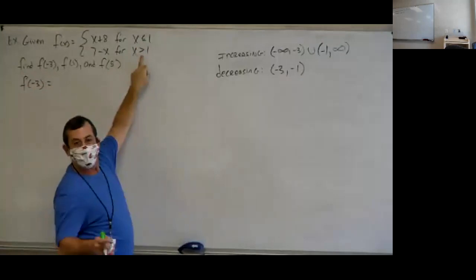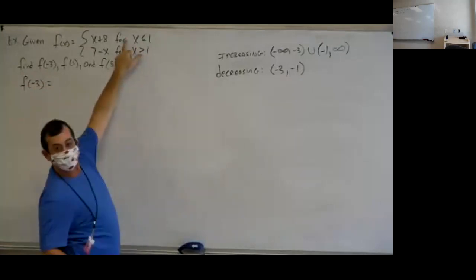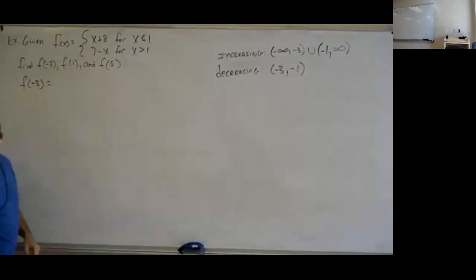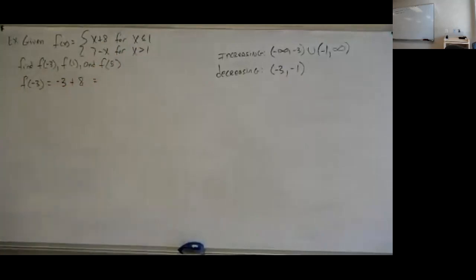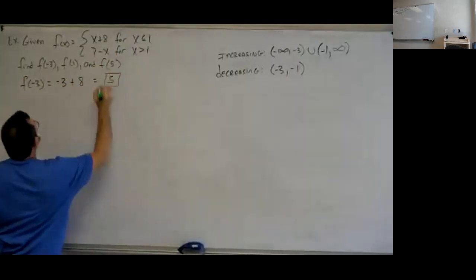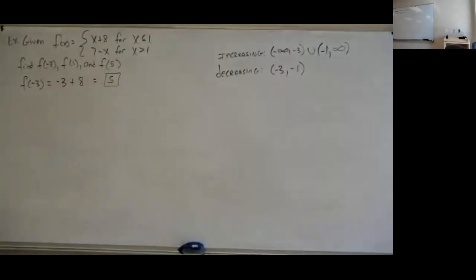Oh, sorry. It's going to be less, so we're going to use the top equation, x plus 8. But in place of that x, I'm going to put what? -3. So this basically becomes -3 plus 8. All right, so -3 plus 8 is? Which means f of -3 is 5. Okay? All right, what was next? F of 1.